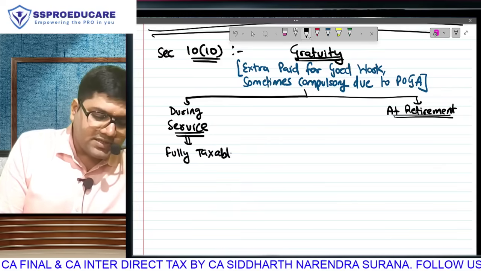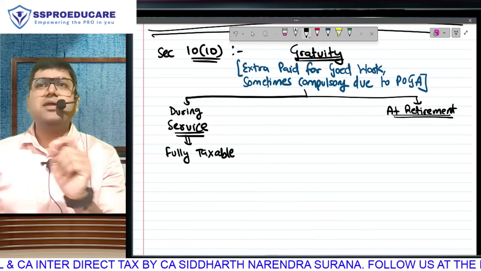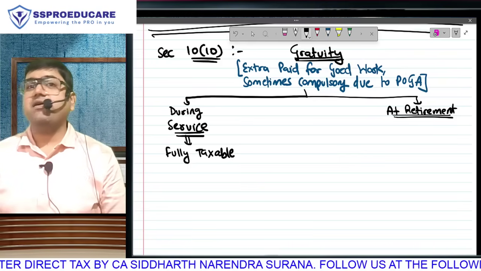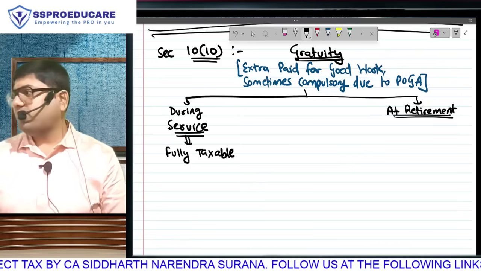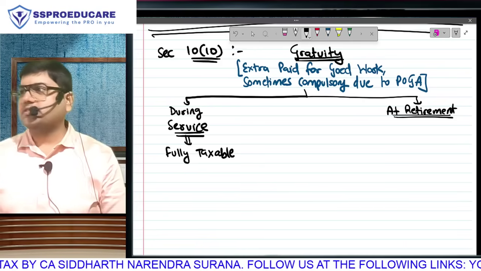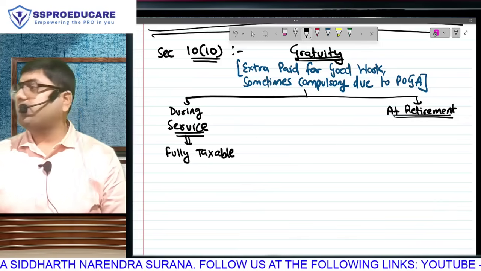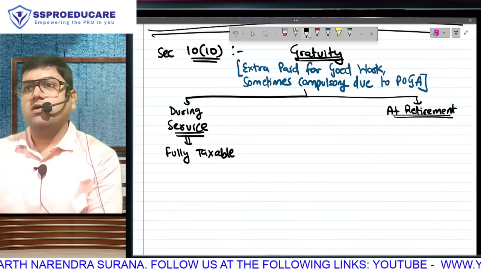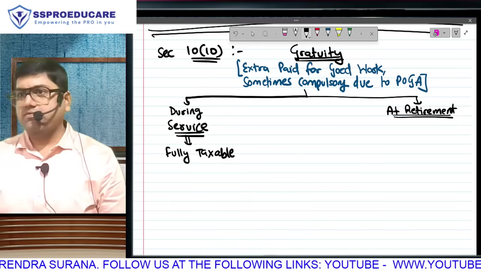In other words, there is no exemption for this. Or mathematically, can I say B equal to 0, A equal to C? You remember ABC? Multiple times we have done that. A is received, B is exempt. So B is 0, A is C. A is taxable. Received only becomes taxable. But whatever exemption we will give for gratuity, it will be only with respect to the amount received at the time of retirement.